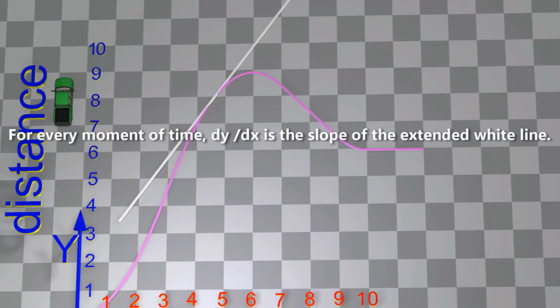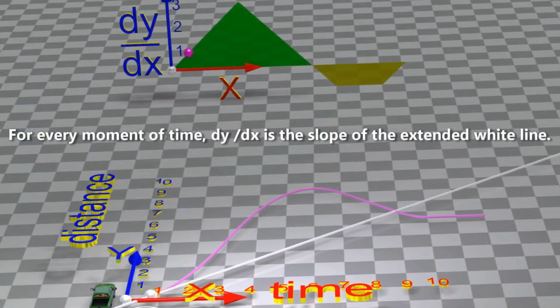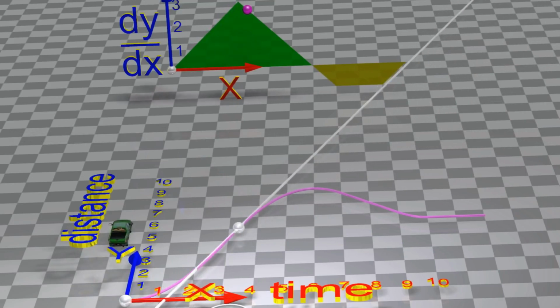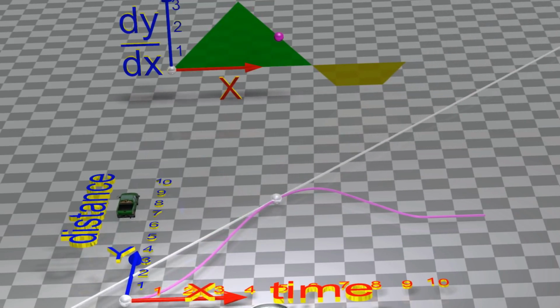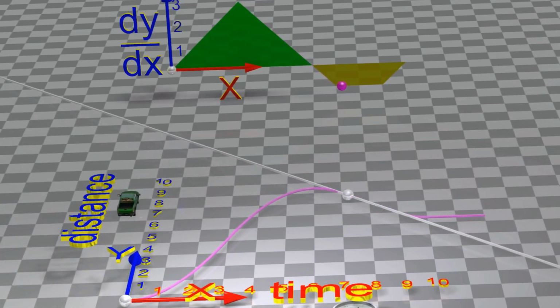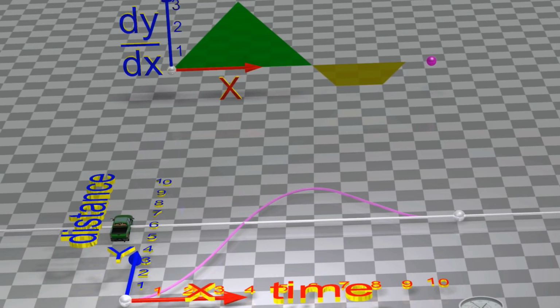For every moment of time, dy by dx is the slope of the extended white line. As the slope increases, dy by dx increases. When the white line is horizontal, the slope is 0. When the object moves backward, the slope is negative.